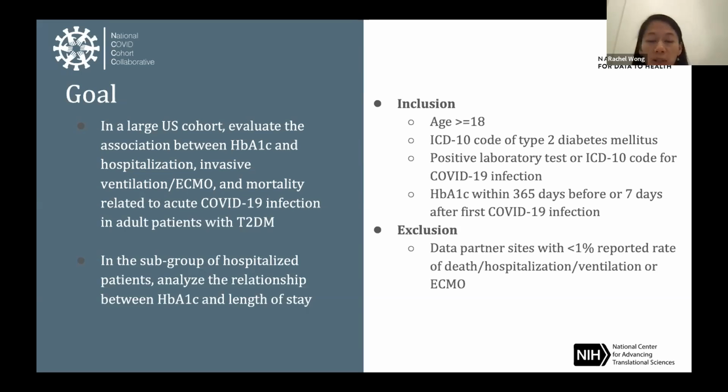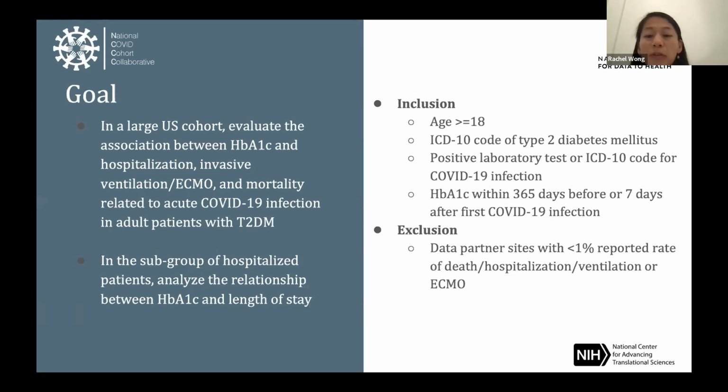So the inclusion criteria for our study were those age greater than or equal to 18, an ICD code of type 2 diabetes prior to their COVID diagnosis, so with pre-existing diabetes, and then a laboratory or ICD code for COVID-19 infection. They also needed to have a hemoglobin A1C within 365 days prior to or within 7 days after their first COVID infection, because even 7 days in, the hemoglobin A1C is about a 3 month representation of their glycemic control. And prior studies used hemoglobin A1Cs within about the year prior to COVID diagnosis.